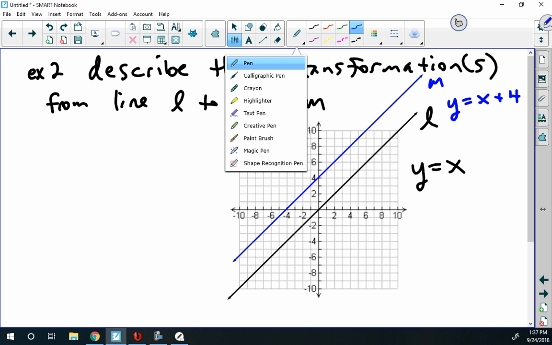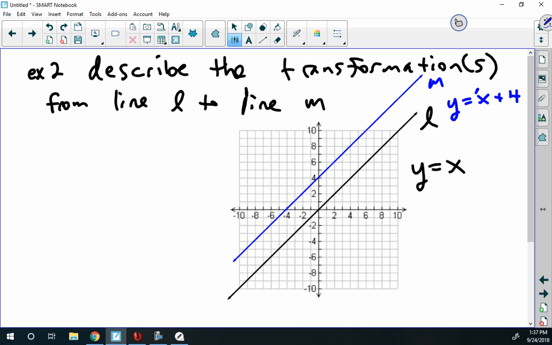If you put the parentheses around this x, what's that tell you about line M? It's a translation which way? Up how far? Up 4. So we would say it's a vertical translation up 4. Everybody buy that? But what I want you to notice is look at the directions.